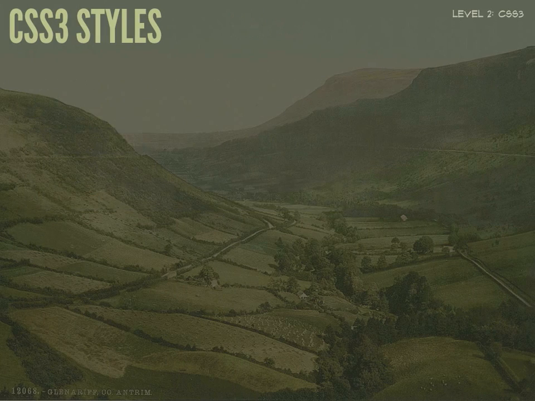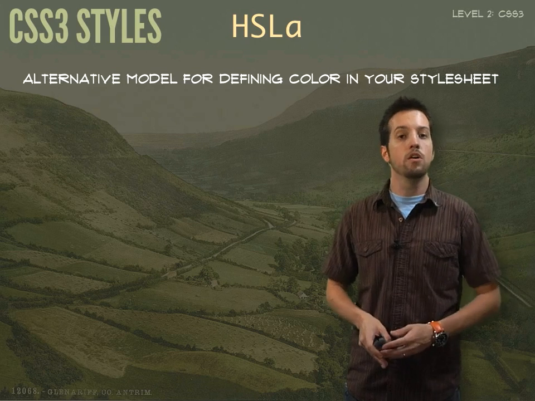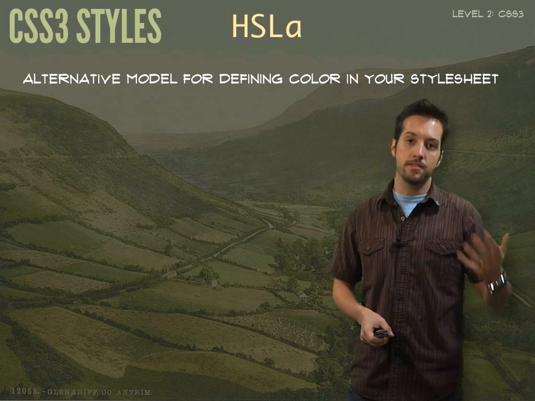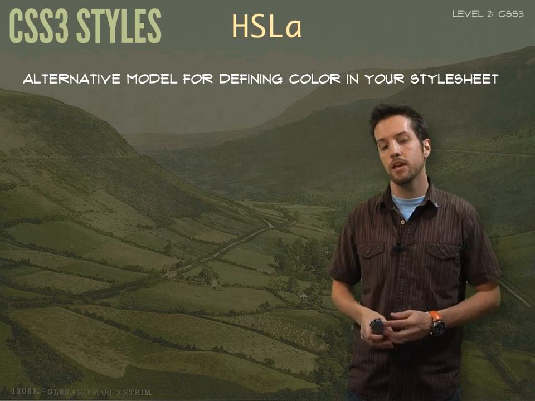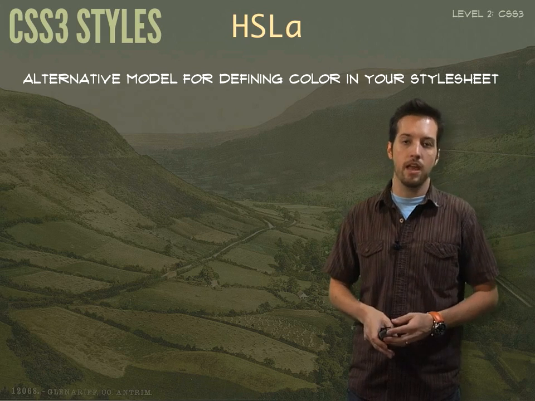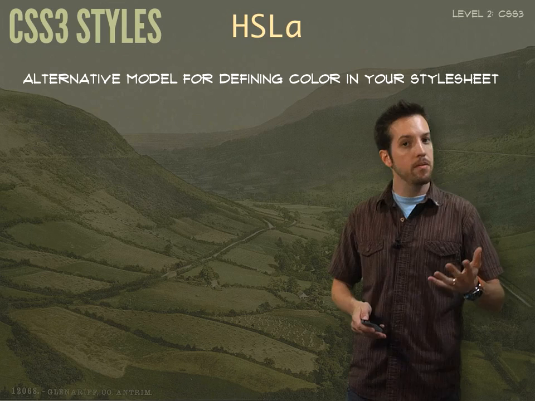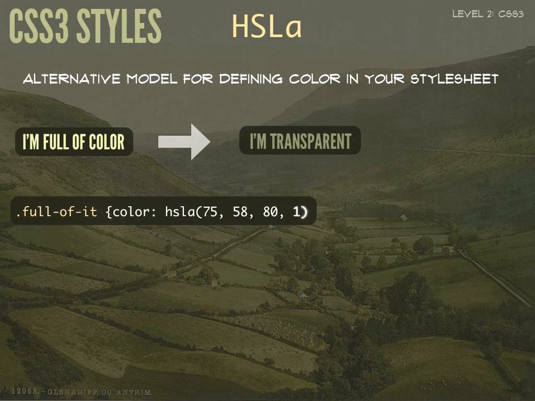Let's also look at HSLA, which is an alternative model for defining colors in our style sheet. Now, HSLA is preferred by some because it's a little bit easier to change out the values of the colors if you don't have RGB values. And if you're wanting to make changes to your colors on the fly, then this might be a good property for you to use. So it follows a similar syntax to RGBA. Let's look and see how that works.